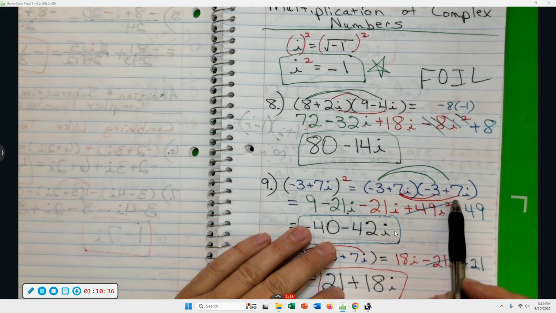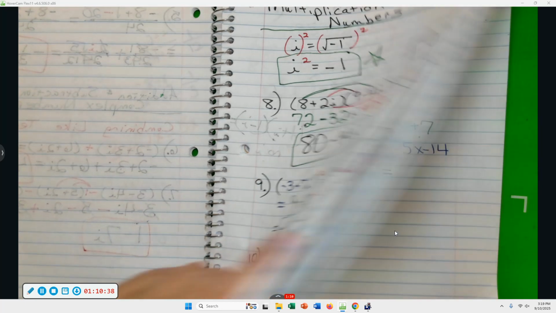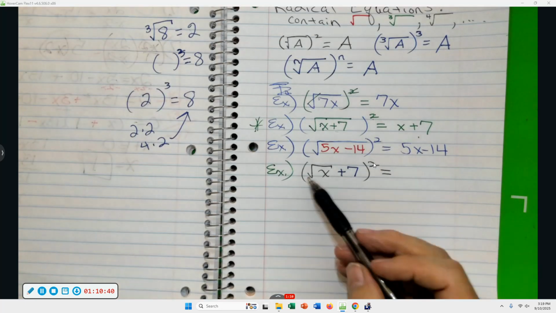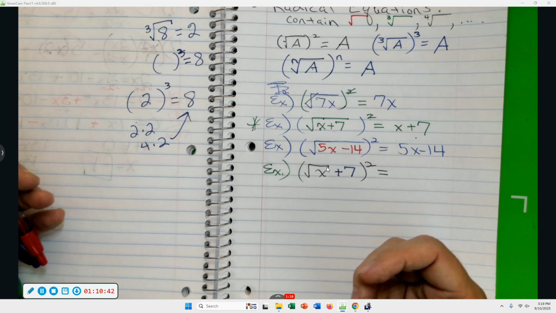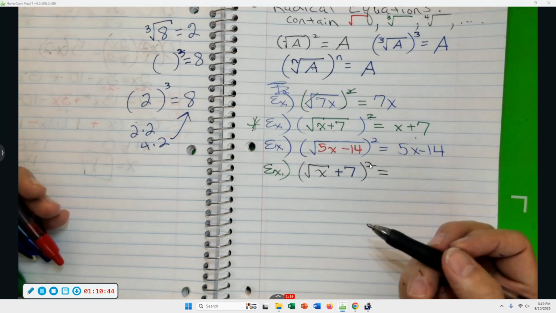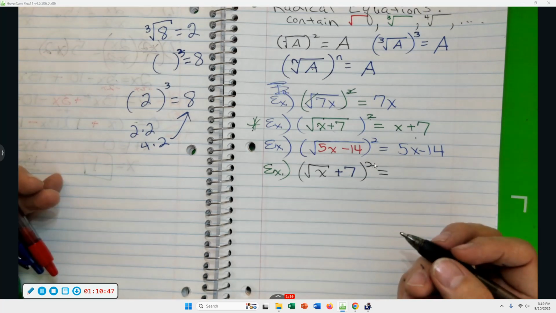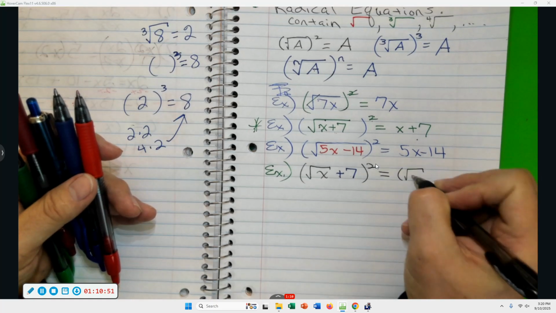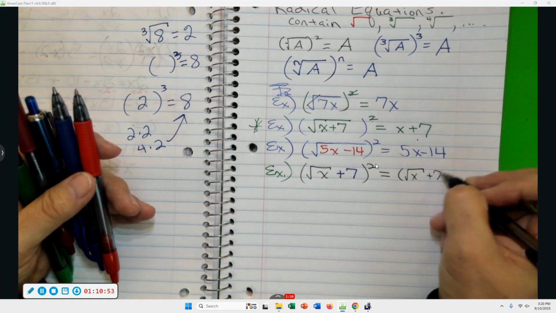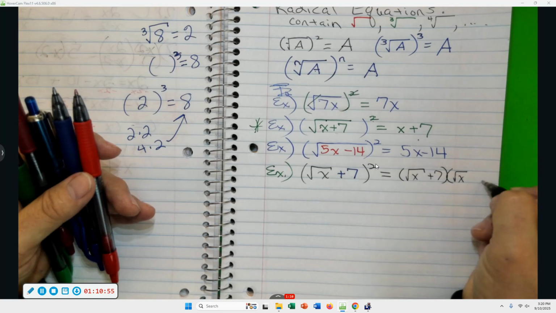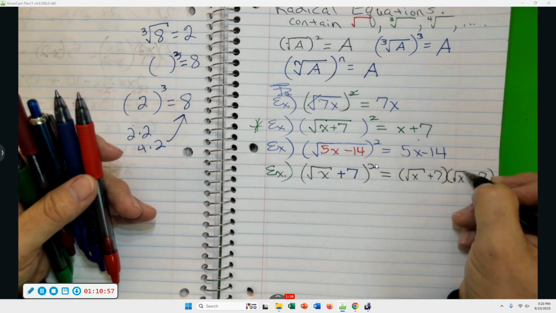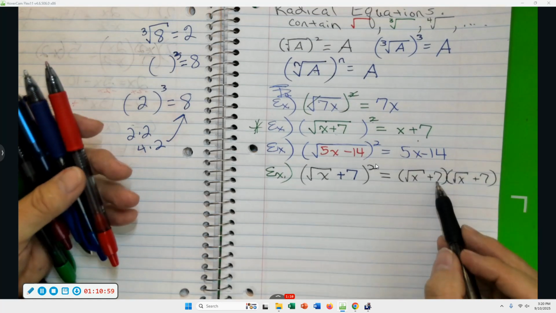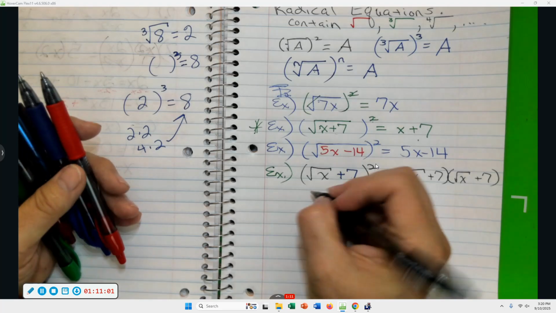Write it twice and FOIL it out. Just because you square a radical doesn't mean you're going to get rid of the radical. In some cases, you're going to get something a lot worse than what you started with. Write that twice: the square root of x plus 7 times the square root of x plus 7. Notice the plus 7s are not under the square root.